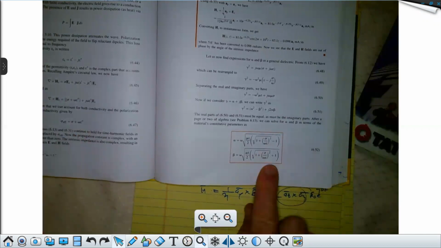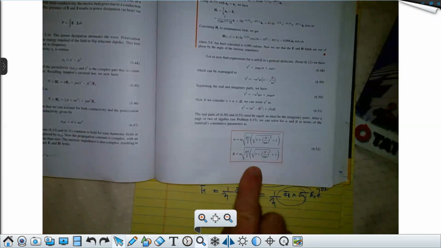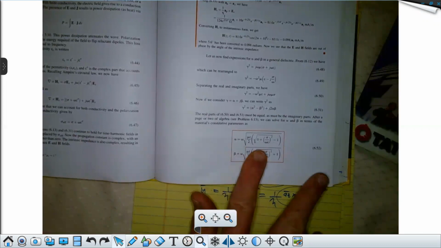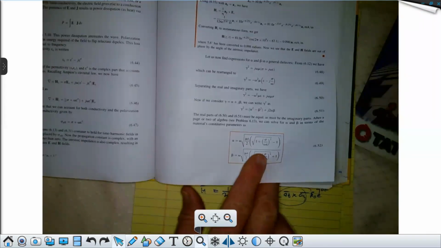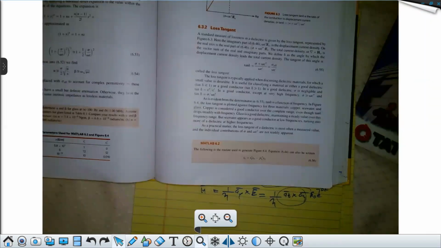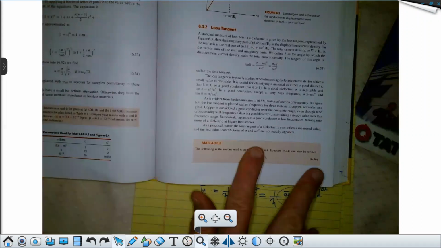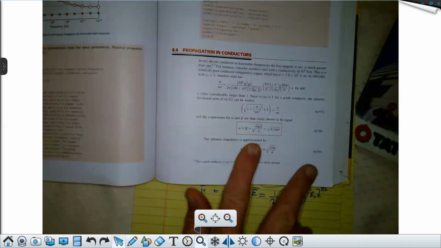You see 6.52 here, these formulas? I don't ever use them. That's an approximation. You have calculators that'll take it out to 6, 7 digits, right? Just use your calculators to calculate gamma and you get alpha and beta. Don't worry about this stuff. I don't use it. Nobody does. You follow me? He put it there.